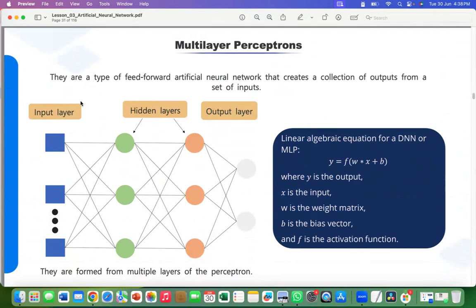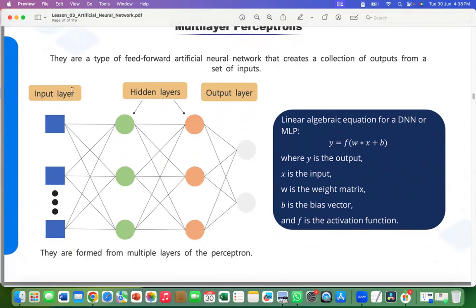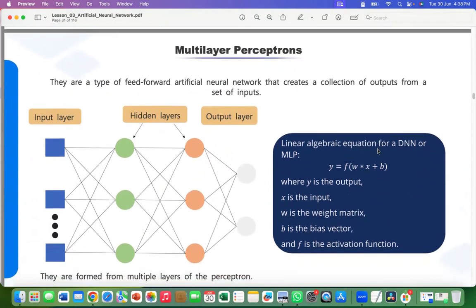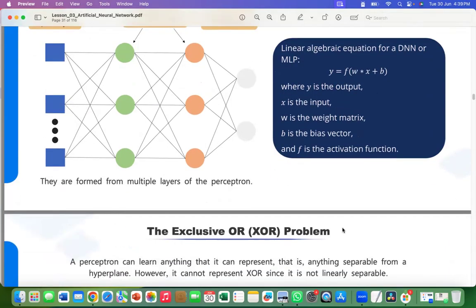A multi-layer perceptron is a type of feed-forward artificial neural network that creates a collection of outputs from a set of inputs. Input layer, hidden layers, output layer. They are formed from multiple layers of perceptrons. For a multi-layer perceptron, y equals f(wx plus b), where y is the output, x input, w weight, b bias, and f is the activation function.